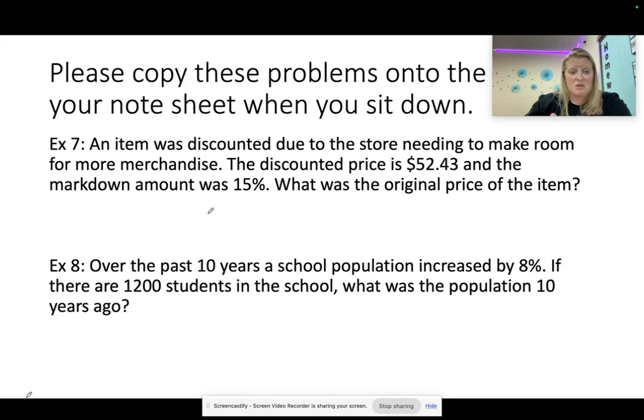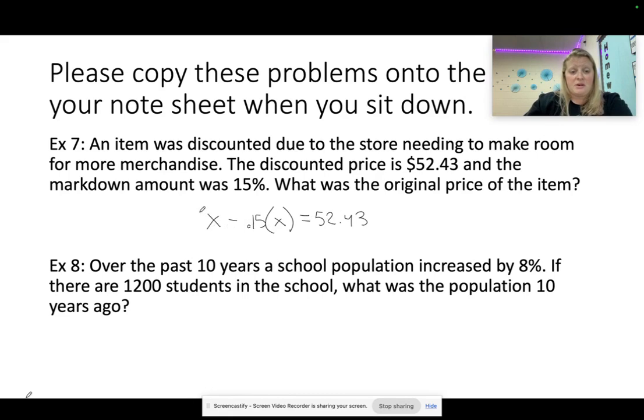So it's supposed to be original. Well, I don't know the original, so we write X. And then because it's a discount problem, we would use minus our percentage times our original. And that will equal our new price of $52.43. So that's step one. You want to plug in your information correctly.